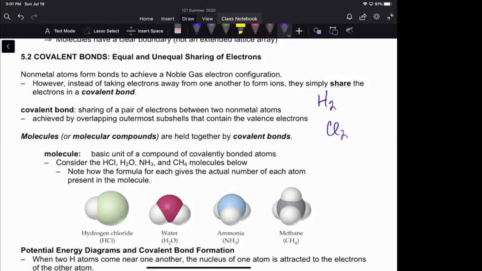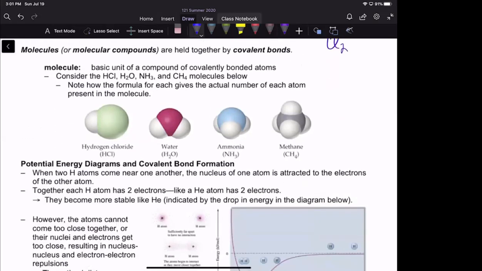I like to show this clear boundary. So here we see HCl. You can see this boundary around it. Similarly with the water, it has a clear shape. So we can talk explicitly about the shape of molecules, and that is where our work lies in Chapter 5, learning to draw and predict the shapes of molecules. There's a clear boundary around it, and that is different from ionic compounds, which have an extended lattice array.